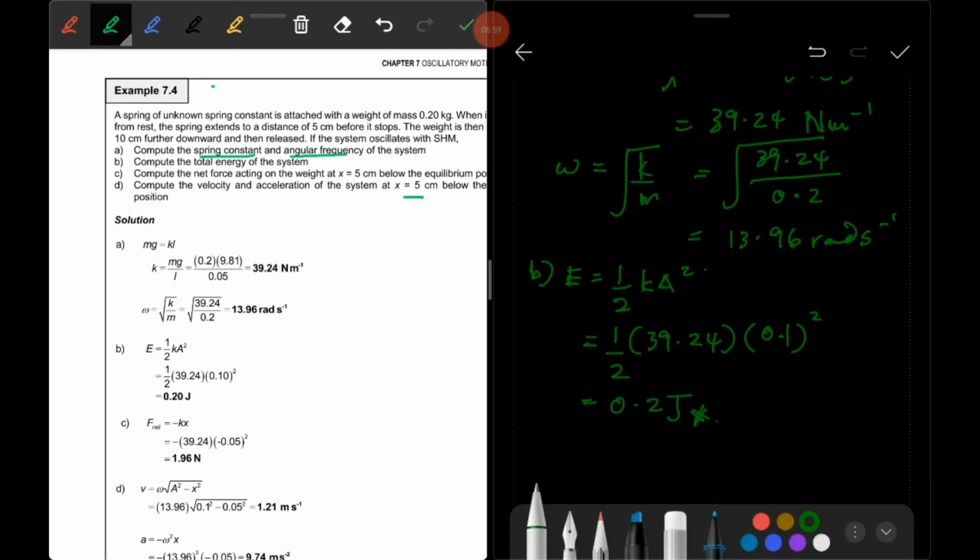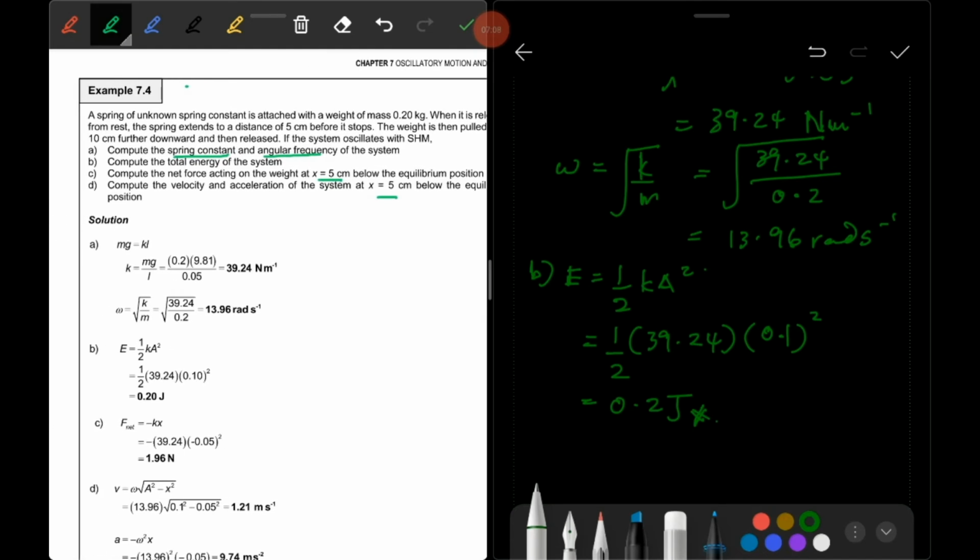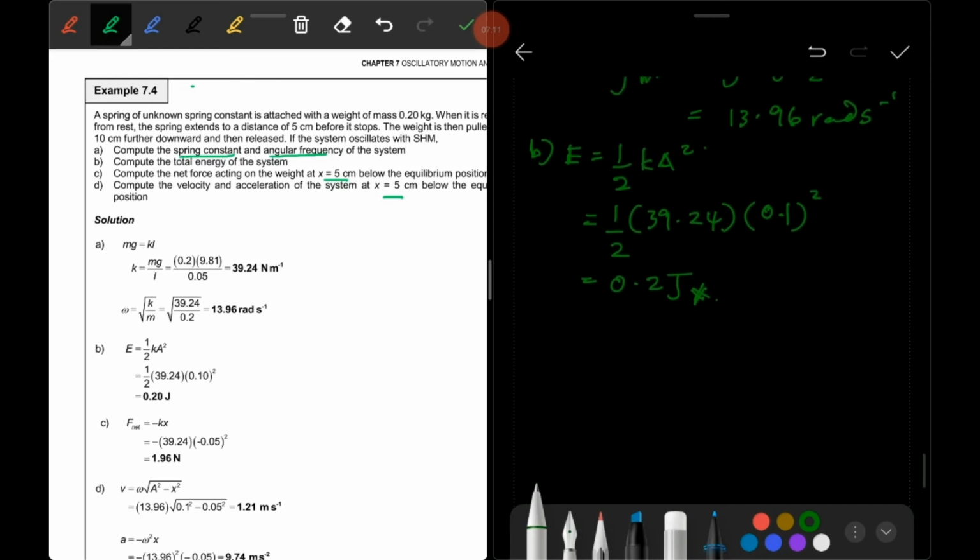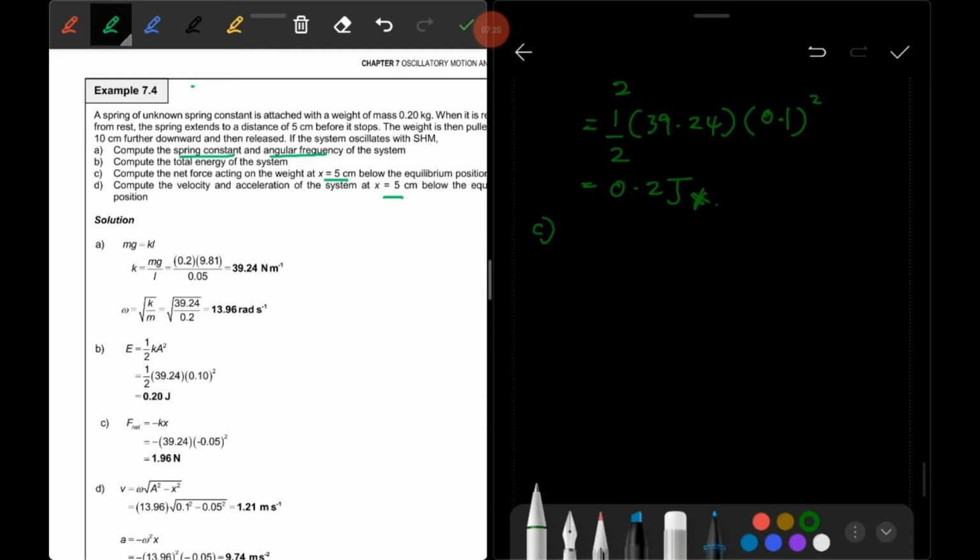Compute the net force acting on the weight at x equal to 5 cm below the equilibrium position. So compute the net force. If you want to calculate the net force, remember Hooke's law. We use the Hooke's law equation, F is equal to minus kx. So here just put the value, 39.24 times x, where x is 5 cm below the equilibrium position.